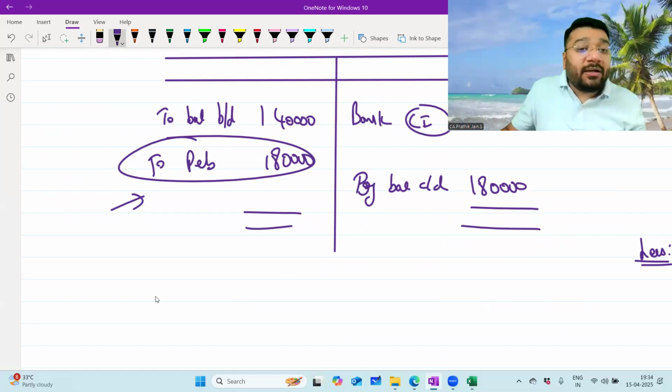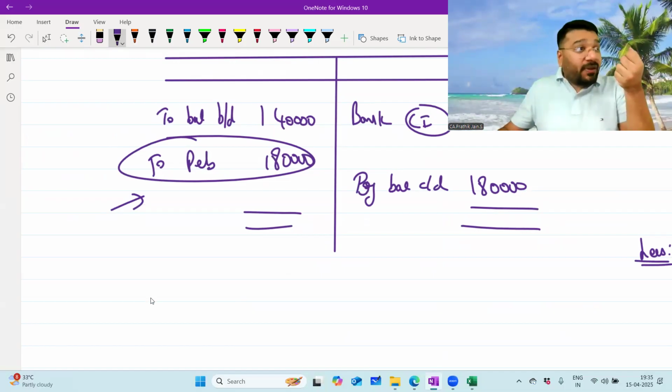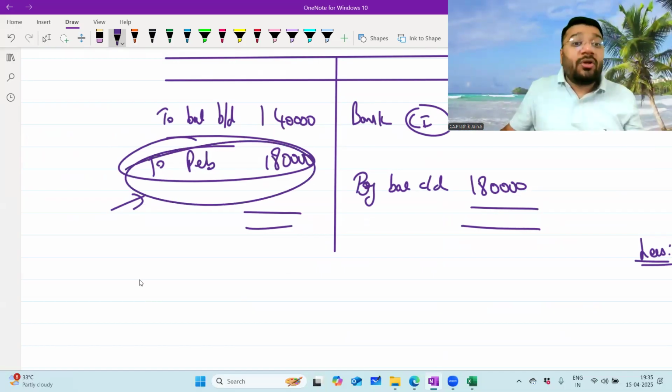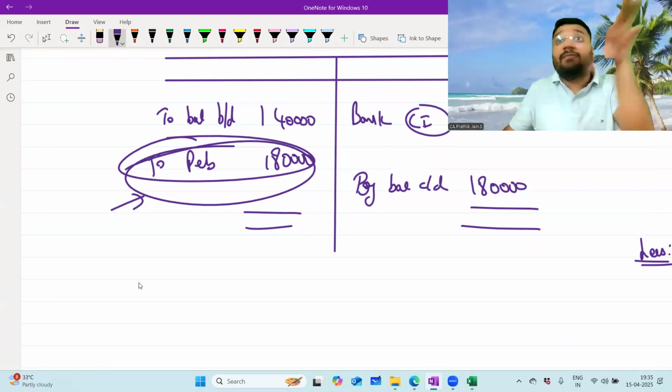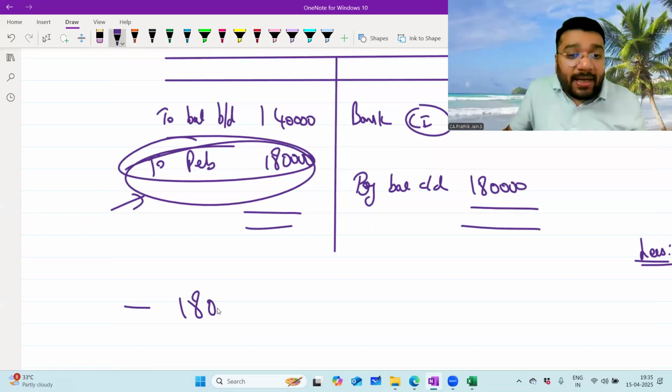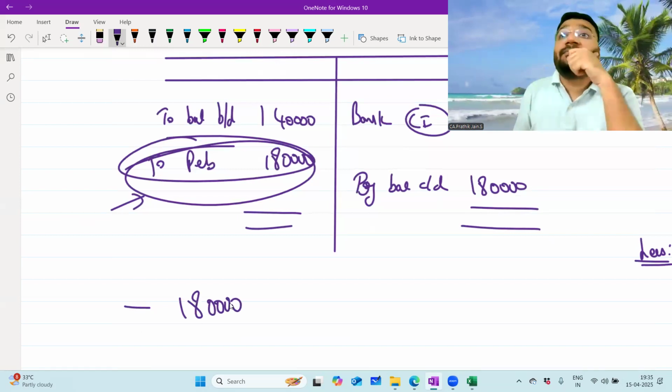So this is included. But money received on this 180? No. So any inflow which is not there and still included in net profit before tax and extraordinary item, we have to remove by minusing. Minus 180. Because this is a non-cash item.